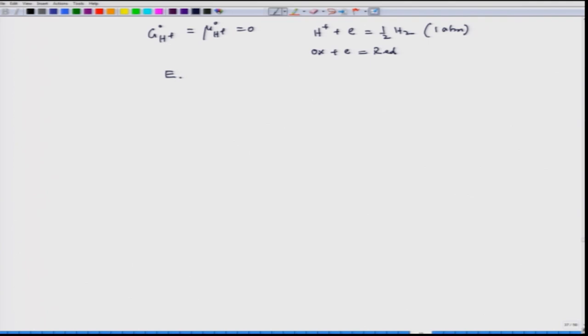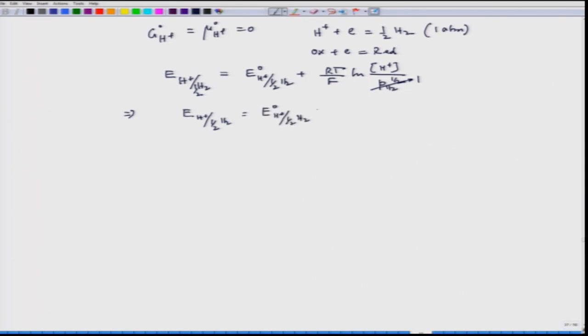We can write E for H plus going to half H2, in dilute solution, and we consider the concentration of H plus ion and the pressure of H2. Since we have considered this to be 1 atmosphere, this turns out to be E0 plus RT/F ln of H plus. We have to find out this quantity.